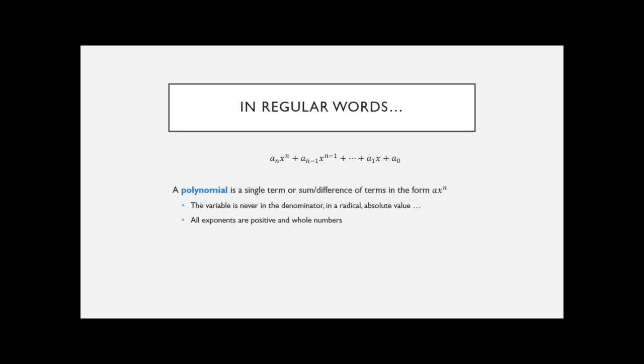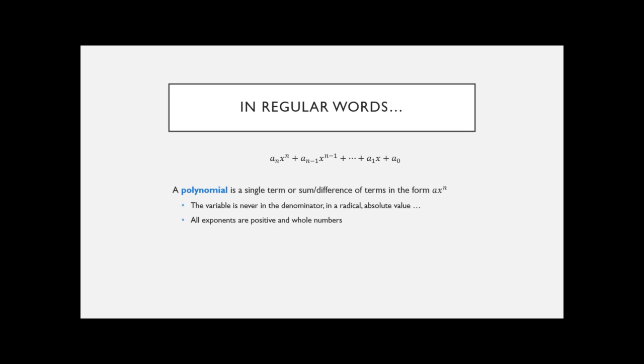It's never in a square root. It's never inside an absolute value. Your variable is always just by itself or has an exponent on it. And all of the exponents are positive whole numbers. So you don't have any decimal exponents. There are no fraction exponents. That's what makes a polynomial.